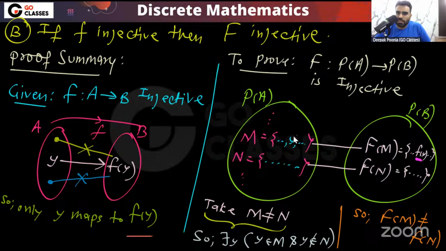What is the reason? Because only y maps to f(y). There is no other element which maps to f(y). Here you don't have y, so no element here can map to f(y). So here you don't have f(y), but here you have f(y). So capital F(M) and capital F(N) are different. That's it. This is what we wanted to prove, that capital F is injective, meaning different elements M and N map to different elements. This is the summary of the proof.